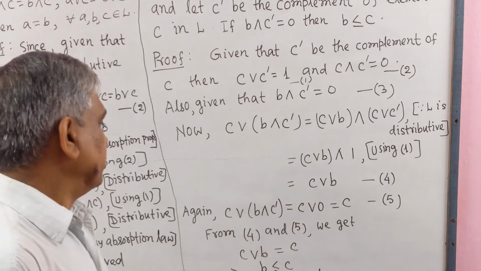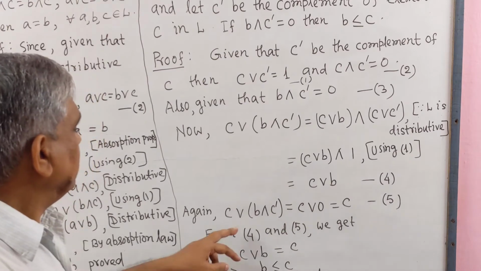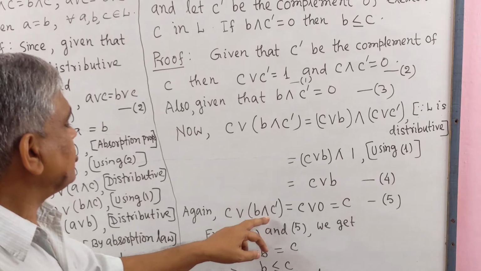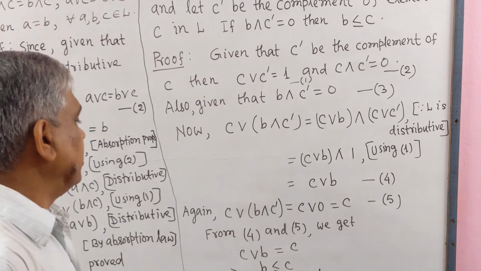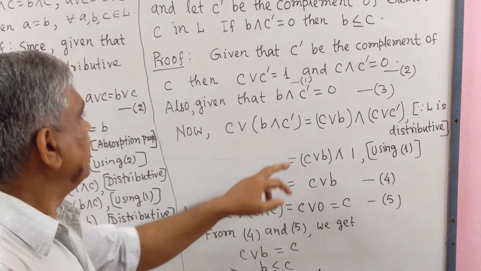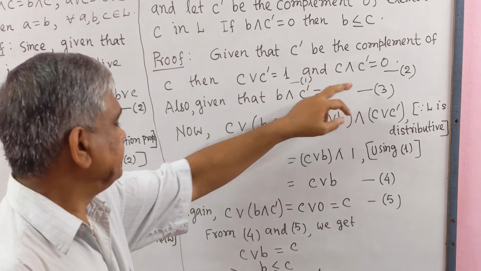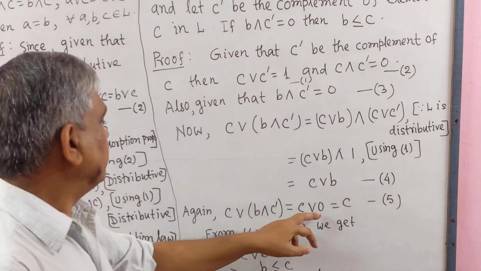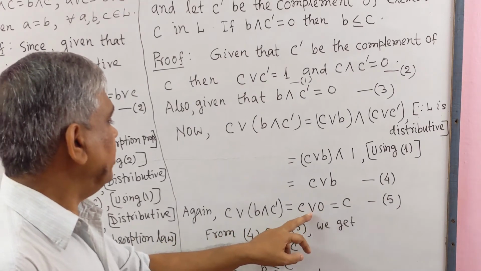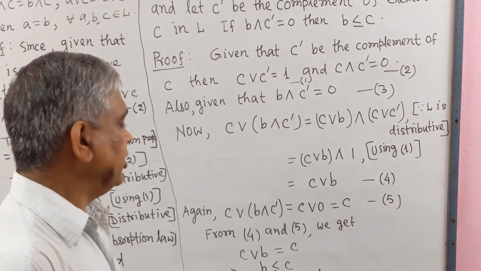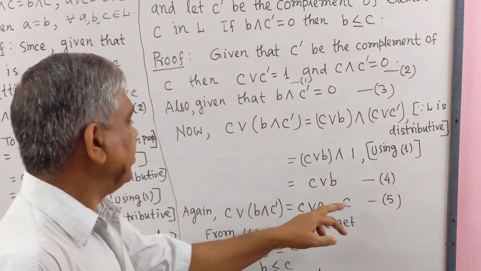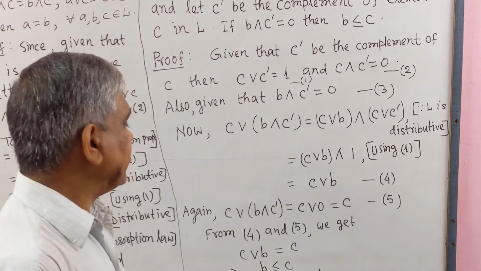This is number 4. Again, C join (B meet C prime) equal to, here B meet C prime is 0 in theory. So here we write 0. C join 0 equal to C. C is the greater element. In join we get the greater element.